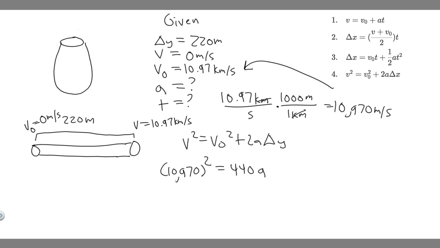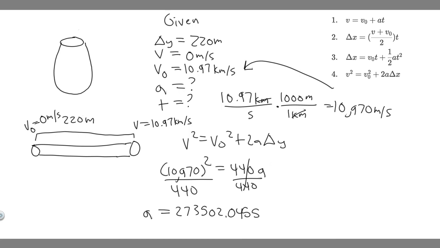So what we're going to want to do, right, is just go ahead and divide both sides by 440, and that's going to give us a. So just do 10,970 squared, and then you're going to want to go ahead and divide that by 440. So when you do this, you're going to get a pretty big number. a is going to be equal to 273,502.0455. Yeah, so this right here is going to be your answer, right?